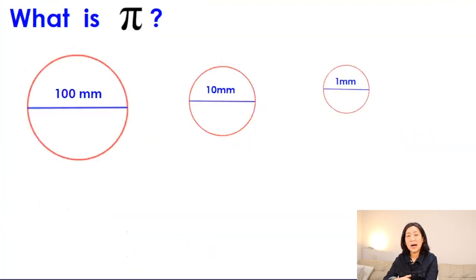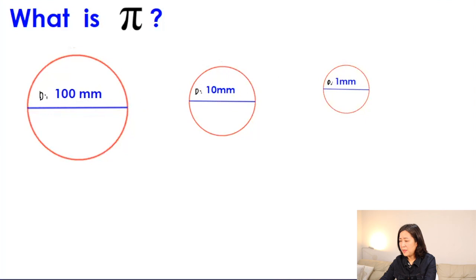Now let's talk about pi. You are very familiar with pi, right? Whenever you've got a circle, you always see pi, and you also know that pi is 3.14 and it goes on. So if I ask what is the definition of pi, how would you say it? Have a look at this. I've got three different sized circles. The diameter of the largest one is 100 millimeters, the middle one is 10 millimeters, and the smallest one is 1 millimeter.